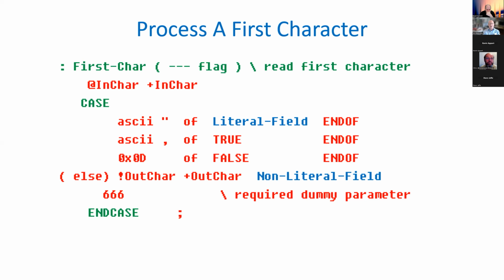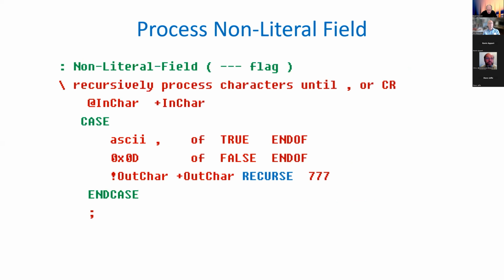Remember back to that outer driving program. Otherwise, if none of this takes place, then it must be a non-literal field. So in this case, the store out character and plus out character records the current character, and then it passes control, looking for more characters, to the non-literal field. The 666 at the end is just a dummy parameter because the end case requires one stack value which it chews up. So we put the 666 there to make end case happy. When we encounter the non-literal field choice, now we're doing the same recursive process again until we reach a comma or carriage return.